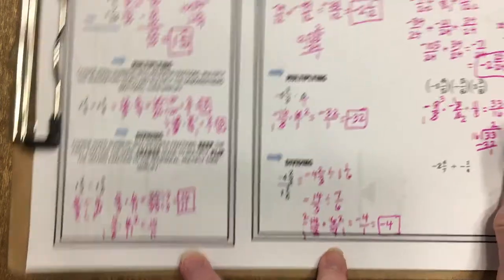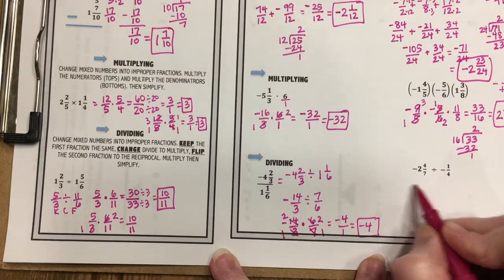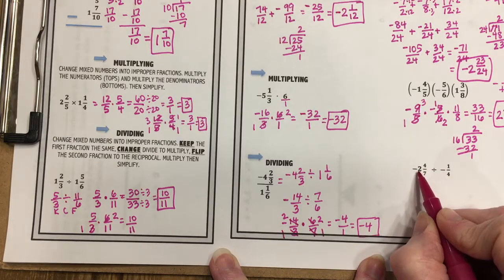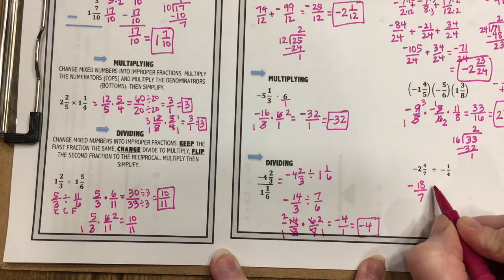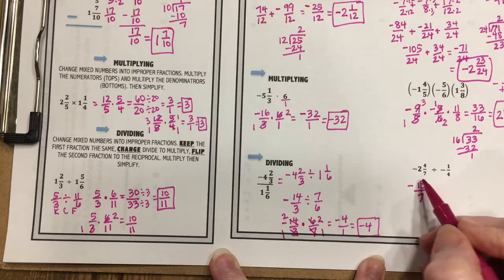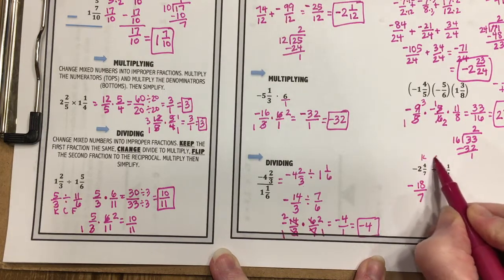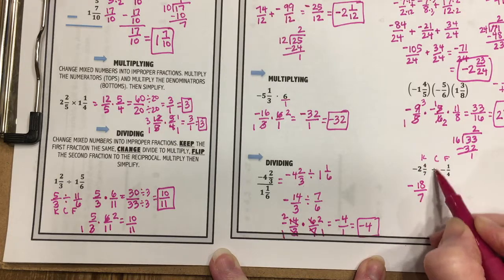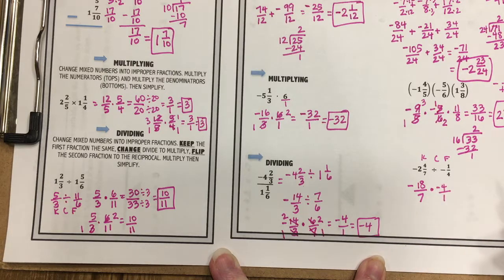All right, here it's just written as a regular division problem. So I'm going to go ahead and make them improper. 7 times 2 is 14, plus 4 is 18 over 7. It's still negative. I'm dividing by negative 1/4. So I'm going to just go ahead and do the next step also, which is keep, change, flip. So I'm going to keep this number, change to multiply, and flip to the reciprocal. And the negative can just stay with the numerator. That's where I like to keep it.